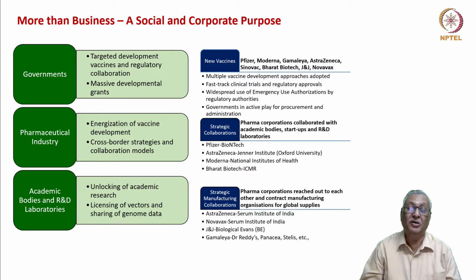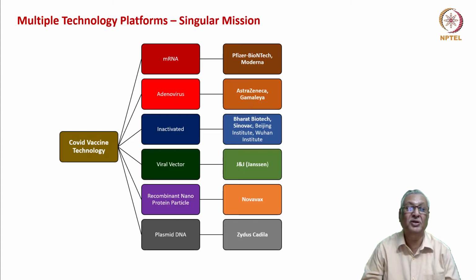Therefore, there were multiple associations, multiple networks that were at play in developing the vaccines in the fastest possible time span. As I said, there were multiple technology platforms, although the mission was singular. mRNA was adopted by Pfizer-BioNTech and Moderna. This was the first time that mRNA vaccine technology was deployed for commercial production on a mass scale.